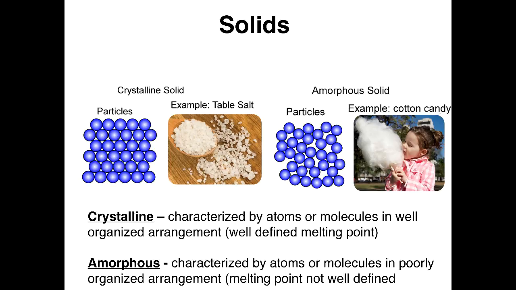And when you look at the example, table salt, if you looked at those smaller pieces, they would be very nice little square pieces. And when you measure the melting point of salt, it's a very specific temperature. Amorphous solids, on the other hand, are when the molecules or atoms are poorly organized, which is shown on the right here. And the overall shape of the solid is much less well organized. When you look at the melting point, it actually varies across a range of temperatures instead of a specific, well-defined temperature.